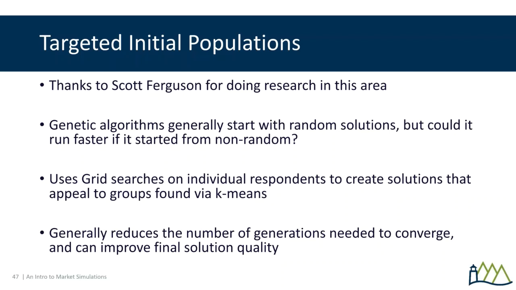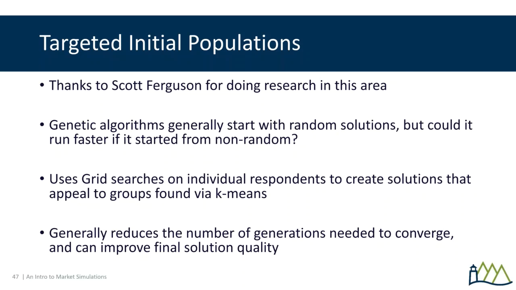So I talked a little bit about a targeted initial population. I just mentioned that we can start our population with a random set of levels that are within the search space. But what if we knew that there were products that were already pretty good in the search space? This is thanks to Scott Ferguson at NC State, who's helped us with this research. Actually, it's his research that we're using.